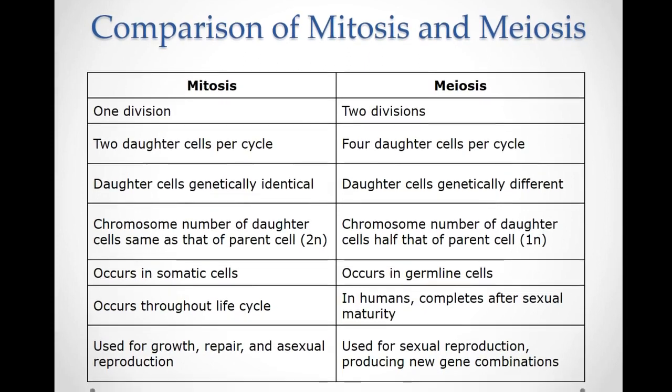Okay, so this is a really nice table from your textbook that goes through and compares the similarities and differences between mitosis and meiosis. So the number of divisions, how many daughter cells we get, whether they're identical or not, whether they're haploid or diploid, where it occurs. So this is a really good way to remember the differences between mitosis and meiosis. I highly recommend studying this chart here.